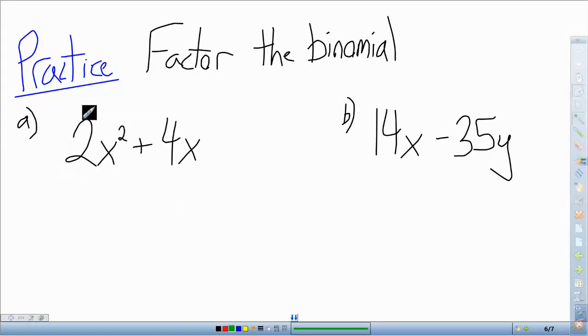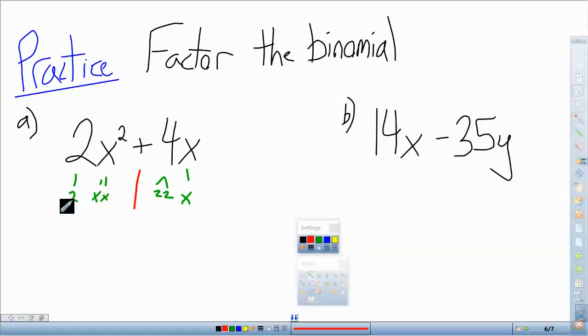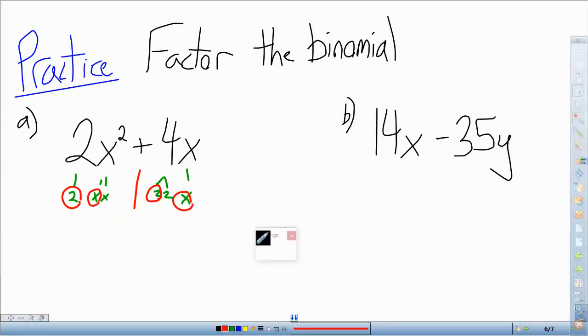Okay, so on letter A, breaking down this 2, it's already prime. I can only just bring it down. It looks like we have an x squared, which is 2 x's. Okay, 4 is 2 times 2. Those are prime, can't break them down anymore, and we got that x. Okay, so what do they have in common with one another? It looks like they both have a 2 and a single x. Okay, so that's my common factor I can bring out as a 2x.